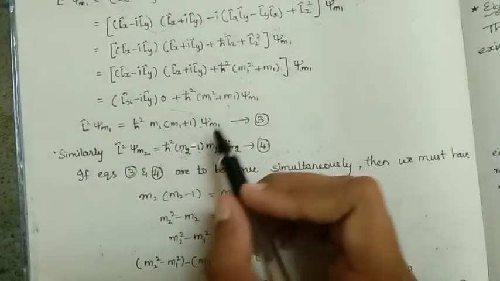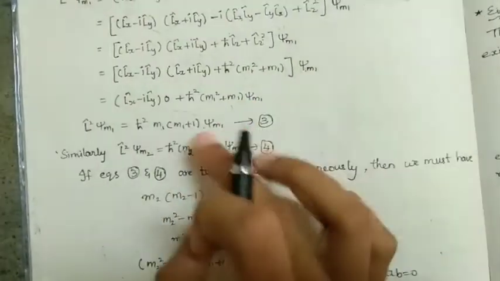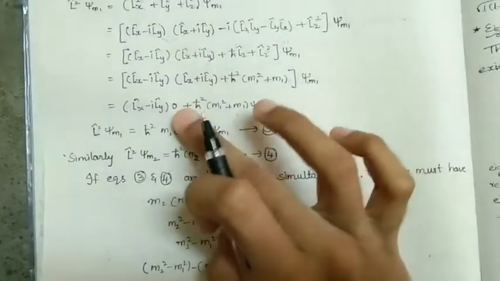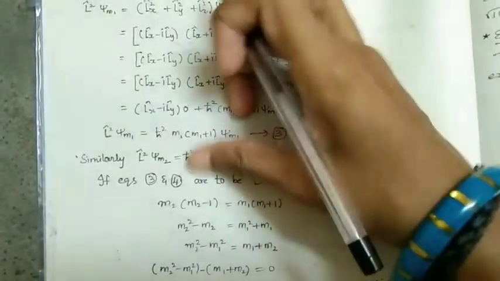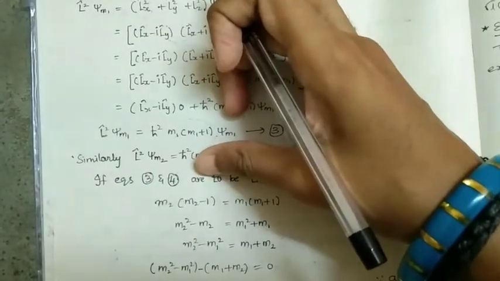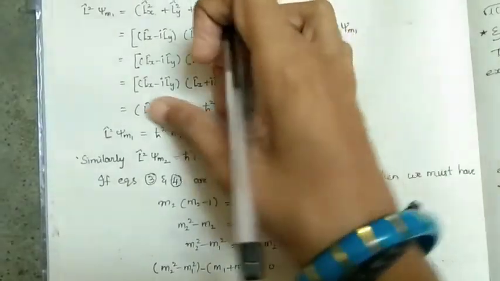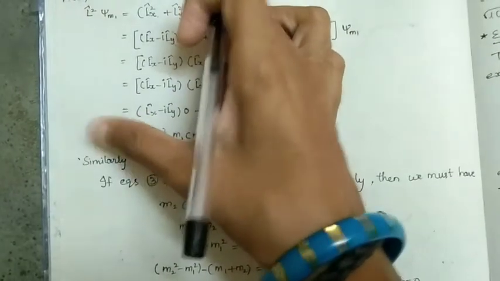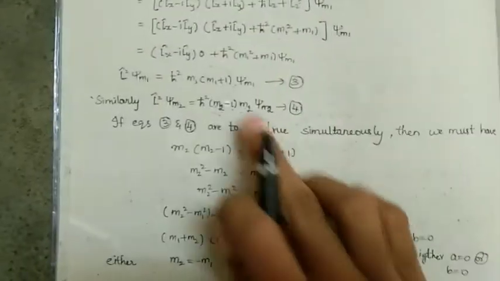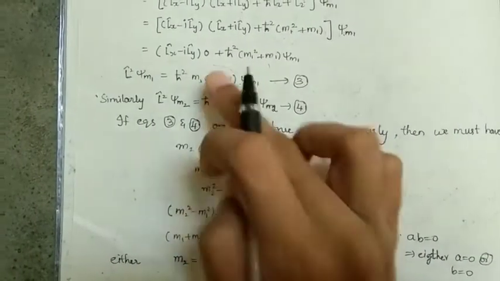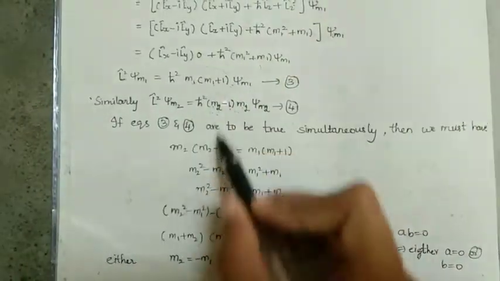Hence, if these equations are to be true simultaneously, then this one must be equal to this one. So this eigenvalue must be equal to this eigenvalue, because for both of them the eigenvalue is because of this L square operator only. That has to be kept in mind. So this term is equal to this one, so h cut square would get cancelled, and this one would remain.